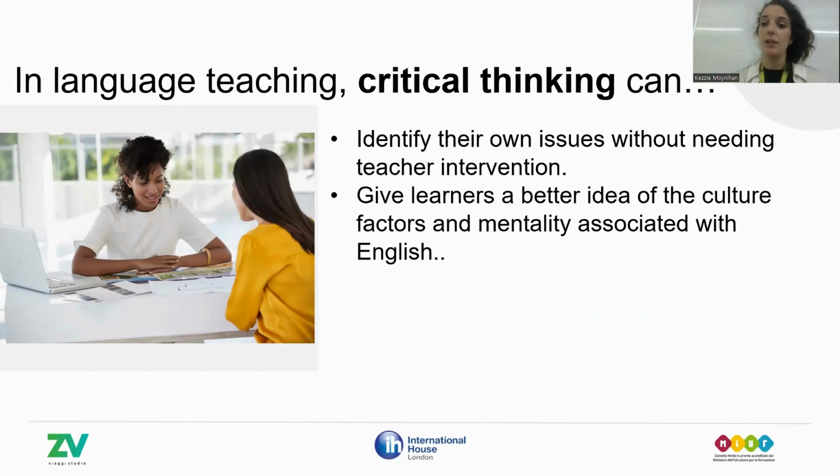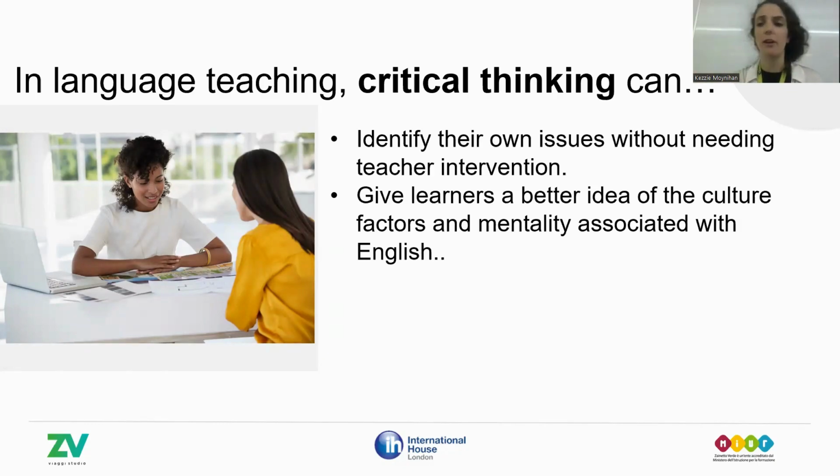It gives learners a better idea of the cultural factors and mentality associated with English or the language that they are learning. So every language has an inherent culture and mentality or perspective attached to it. Learners who are able to think critically can understand that perhaps in this cultural context, that language has a slightly different meaning than in that one.